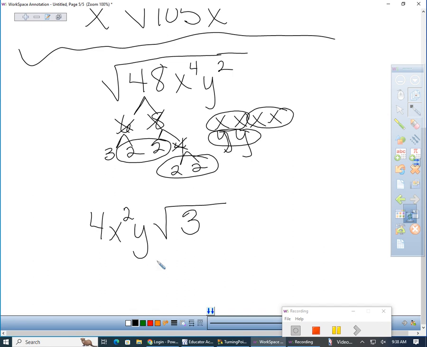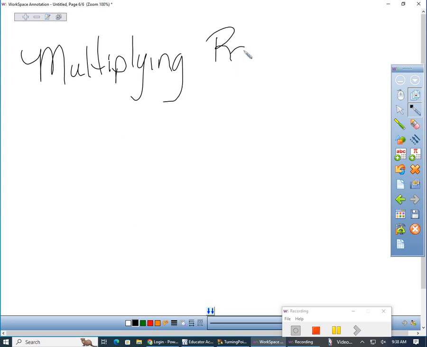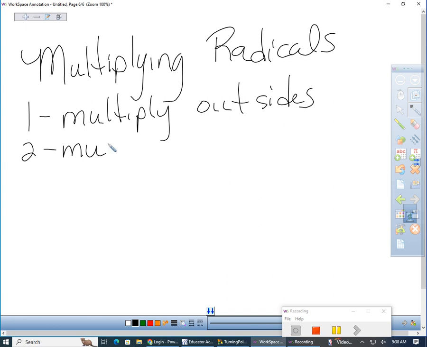So let's get to the second part of today. I want to talk about multiplying radicals. All right, so step one, you're going to multiply the outsides. Step two, we're going to multiply the insides. And step three, we're going to simplify.